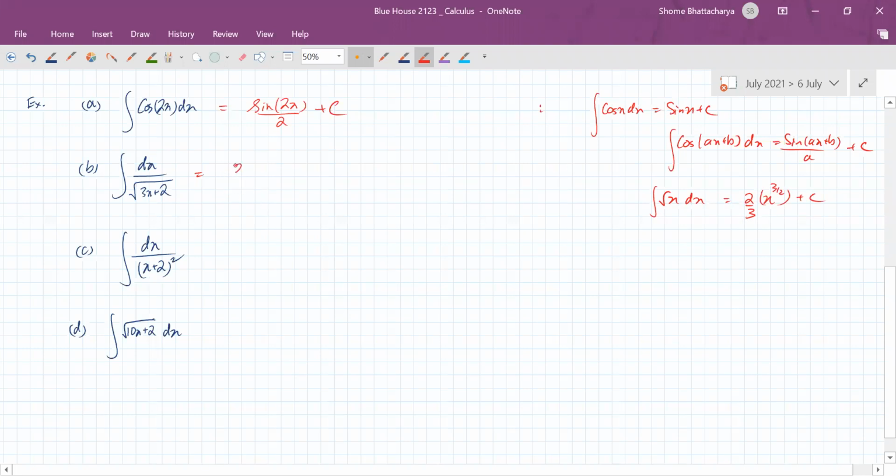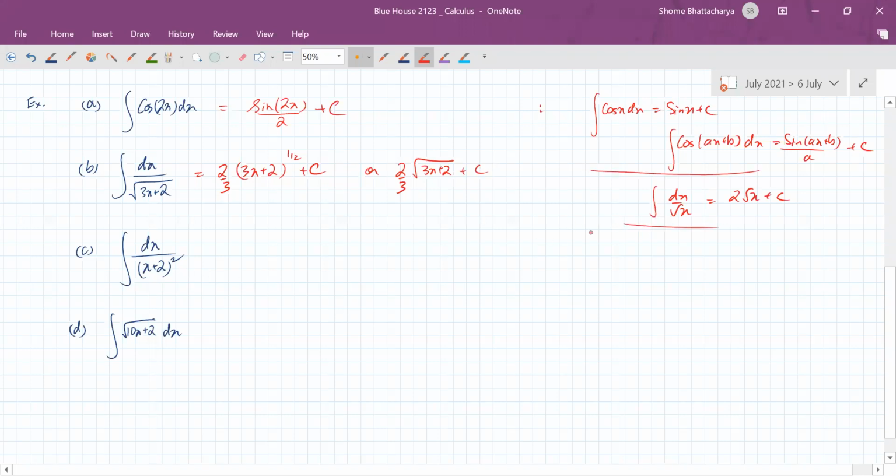So this will become, oh sorry, it's not root x, it's 1 by root x. So this is correct on its own, but what we are using here is different. We're using here is this, that is this. So this will become 2 by 3 into 3x plus 2 to the power half. Or whatever, you can also write it as, it's the same thing. Okay.